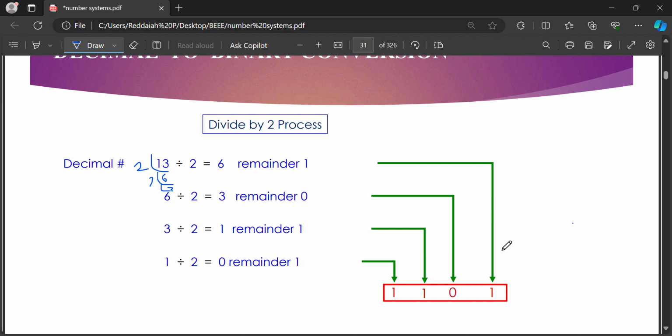Like that, the process will be like this. Convert any number by dividing by 2 successively. From bottom to top, we have to write. That is the conversion between binary and decimal numbers.